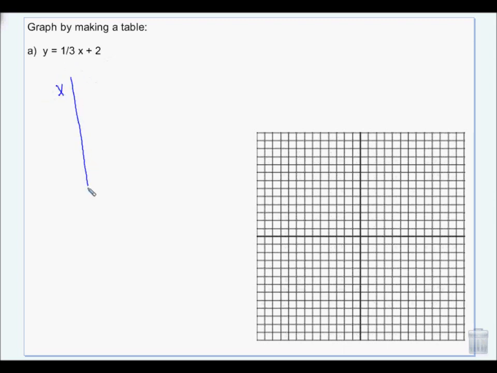Okay? So you make a t-chart for x and y values. I'm going to put in 0 for x first. And so what that means is I'm going to say y is equal to 1/3 times 0 plus 2. Well, that goes away. So that just means y equals 2. So when x is 0, y is 2. Then I'm going to plot that point. When x is 0, y is 2.